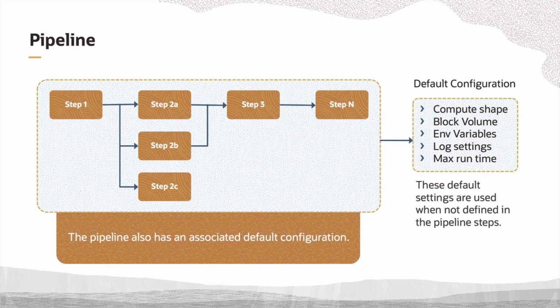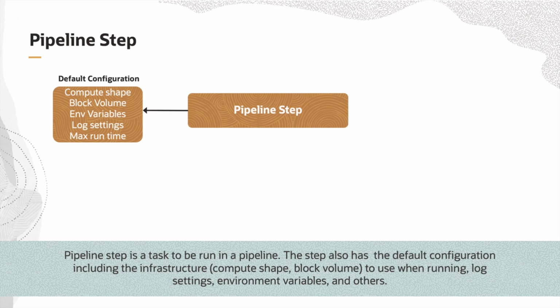So environmental variables will allow us to pass certain data, say something like data location, before we start executing a pipeline. We also need to define the log settings, maximum runtime for the pipeline. And we have the default settings at the pipeline level, and these default settings will be used when not defined in the pipeline steps. So here is the pictorial depiction of a pipeline step.